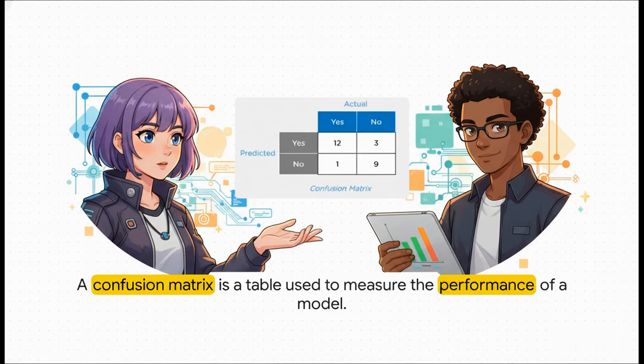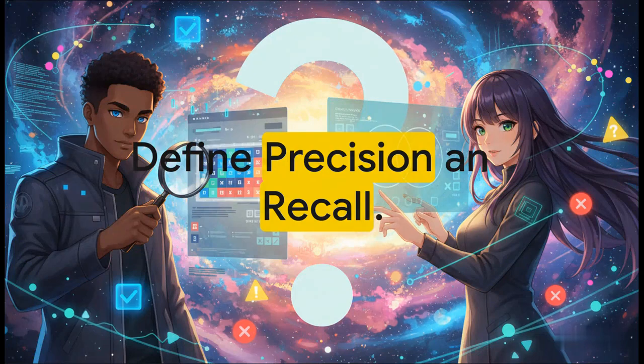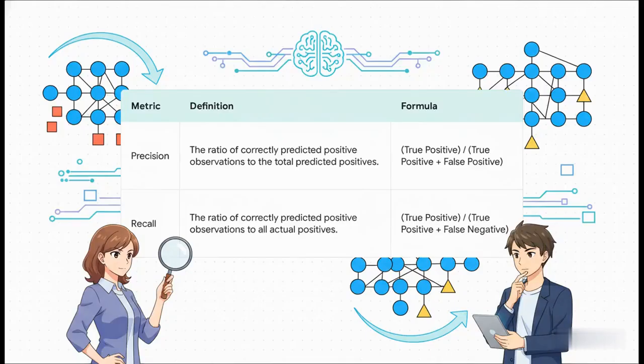It compares the actual truth to your model's predictions, so you can see not just if it's wrong, but how it's wrong. This table tells you everything. And diving a little deeper into that matrix, you'll often be asked to define two very specific metrics: precision and recall. Okay, so precision answers the question, of all the times we predicted something was positive, how many times were we actually correct? It's the ratio of true positives to all predicted positives.